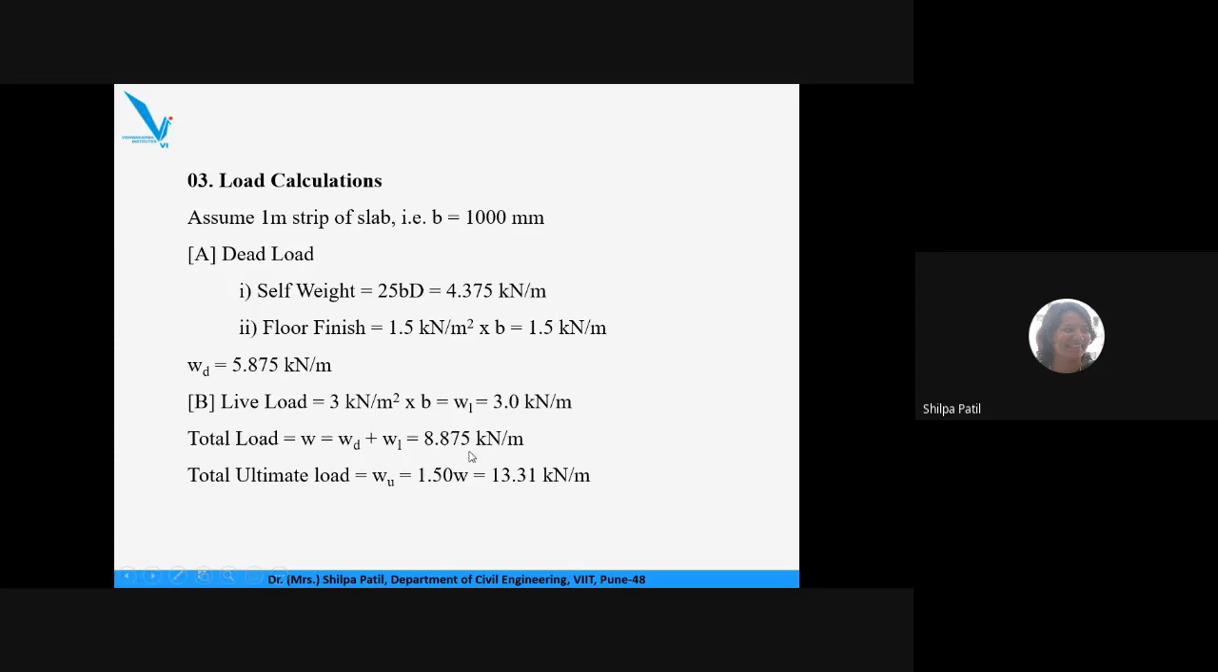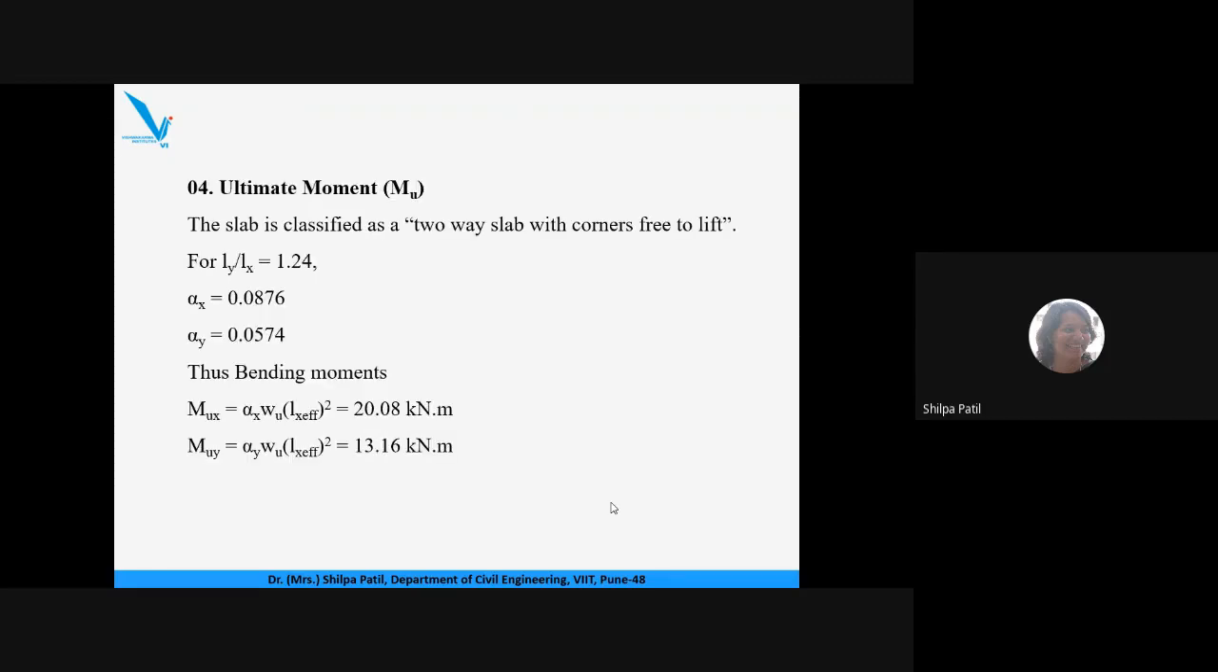Adding the two, we get the total load, and then multiplying the total load by the partial safety factor 1.5, we get the ultimate load as 13.31 kilonewton per meter. These steps are similar to the one-way slab calculation we have already discussed last time. So we'll go further. The next step is the calculation of the ultimate moment.